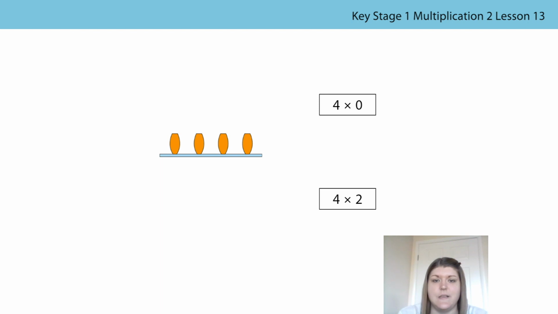Look at these vases. Look carefully. Which multiplication expression matches the picture? Point to the right one. Yeah. 4 times 0. 4 zeros. Because I have 1, 2, 3, 4 vases. But in each vase there are no flowers. So I have 4 zeros. You are getting really, really brilliant at this.